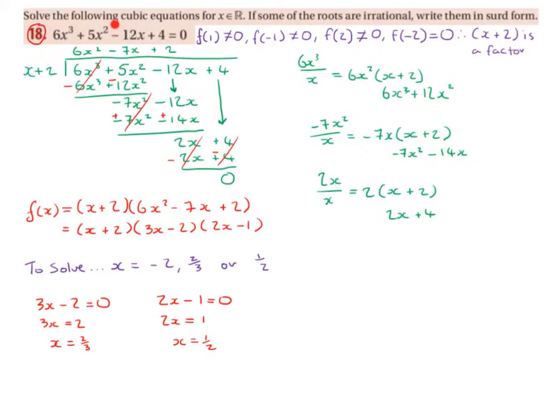Solve the following cubic equations for x an element of the real number set. If some of the roots are irrational, write them in surd form. 6x cubed plus 5x squared minus 12x plus 4 is equal to 0.